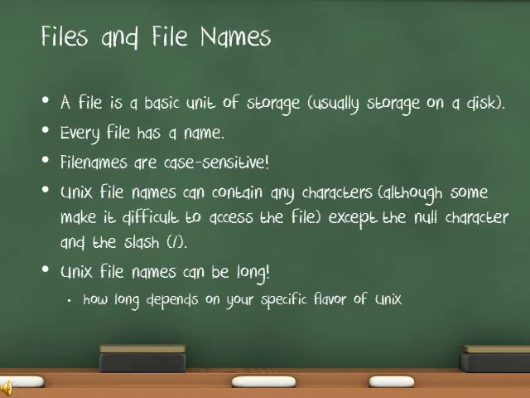Files and file names. A file is a basic unit of storage, usually stored on a disk. Every file has a name. File names are case-sensitive. Unix file names can contain any characters, although some make it difficult to access the file, except the null character and the /. Unix file names can be long. How long depends on your specific flavor of Unix.